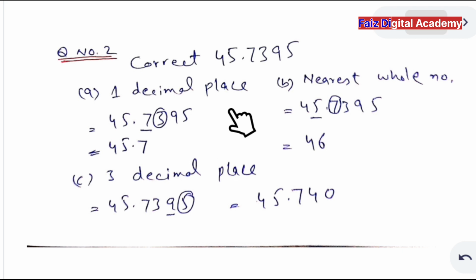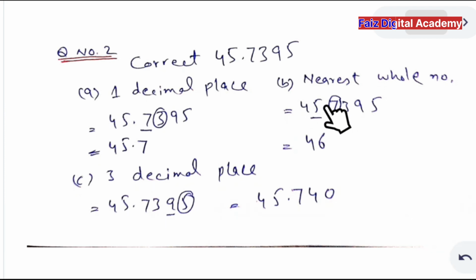In question number 2, we have to correct 45.7395 to 1 decimal place. The answer will only contain one decimal place, so it will be 45.7, and this 7 is decided on the basis of the next number. As this next number is smaller than 5, it will again be 45.7.